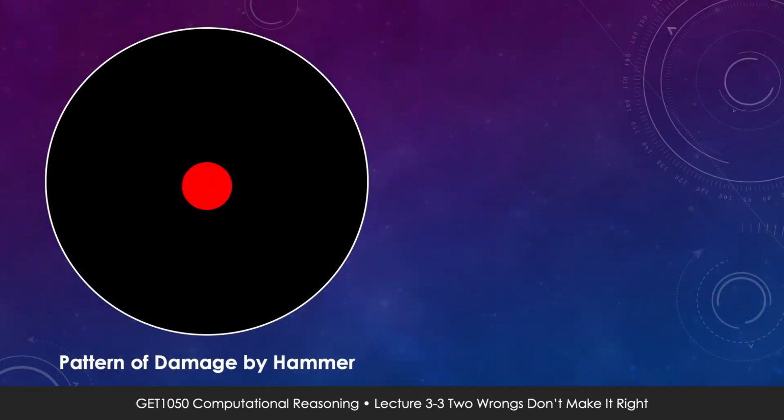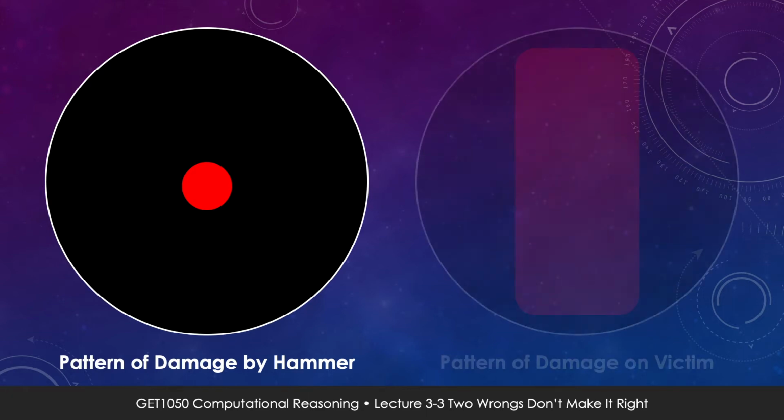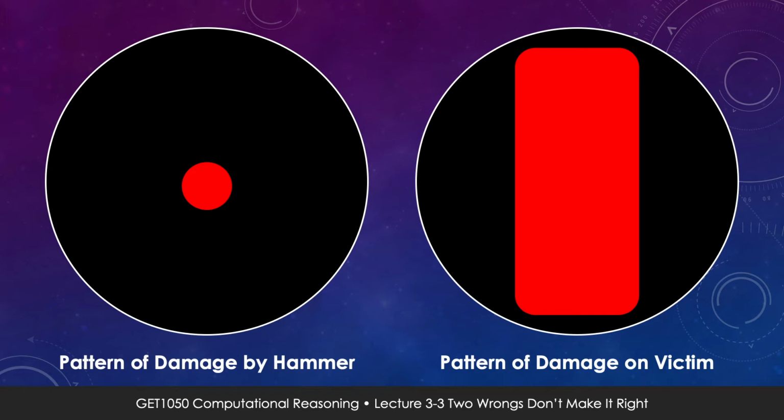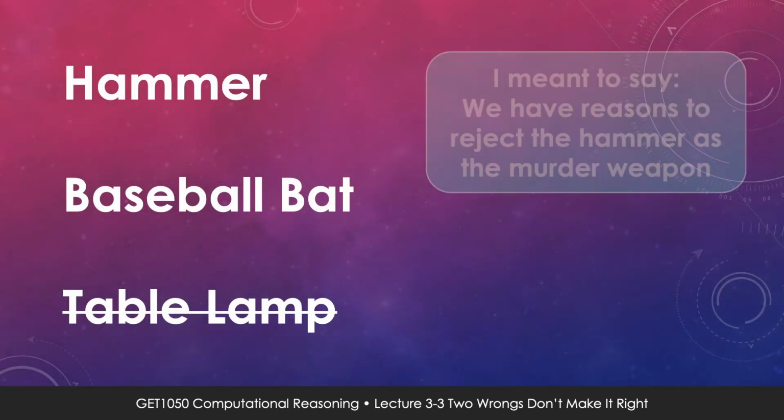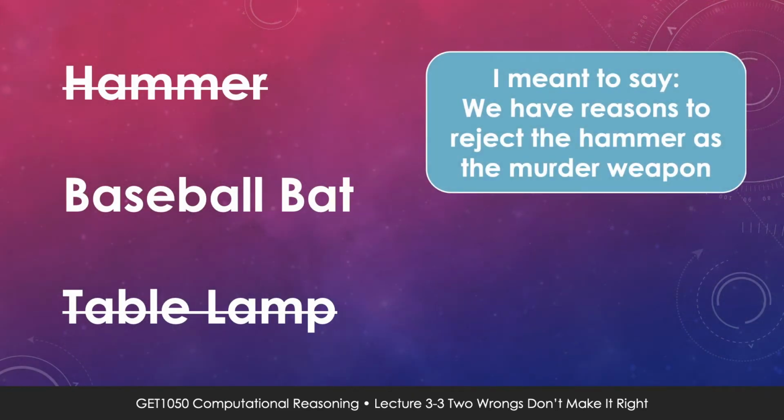We can use the same line of negative justification, the pattern of damage. The hammer would produce a wound on a very small rounded point. Again, this does not match the pattern of damage on the victim's head. Once more, this gives us just enough evidence to make us doubt that the hammer is the murder weapon. Now, what have we done so far? Right now, we know that the table lamp is out and we have reasons to doubt that the hammer was the murder weapon. This leaves us with the baseball bat.